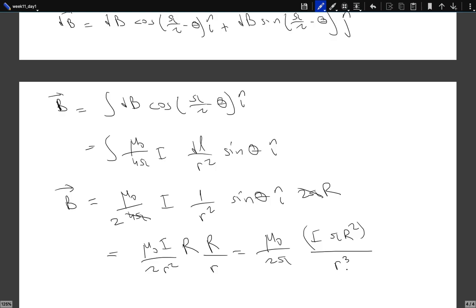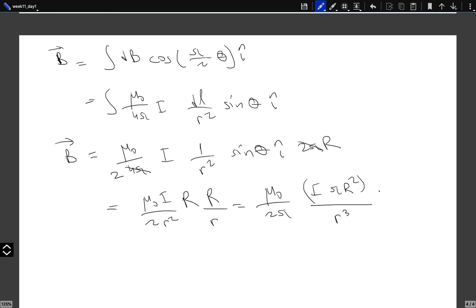Well, the pi is cancelled, but I just inserted another pi. There's a pi over here, a pi over here. What is pi R squared, by the way? Area of the ring. The ring has an area pi R squared. It carries a current I. What is the product of the current times the area of a loop? The magnetic dipole moment. So the magnetic field is mu0 over 2 pi times the magnetic dipole moment of the ring divided by r cubed in the i direction.